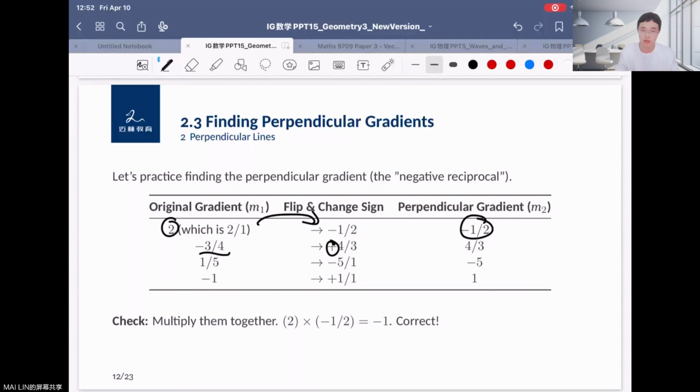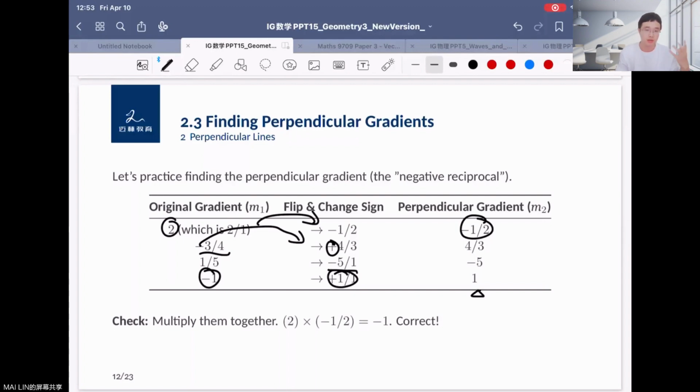You can find the negative sign turns into a positive sign, and 3 over 4 turns into 4 over 3, so the final answer is 4 over 3. For 1 over 5, first flip it, it becomes 5 over 1, and then change the sign from positive to negative, so it becomes -5. The original gradient here is -1, and after we flip and change the sign, it becomes +1. So the perpendicular gradient here equals 1.